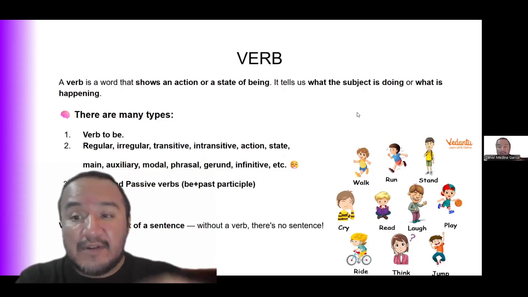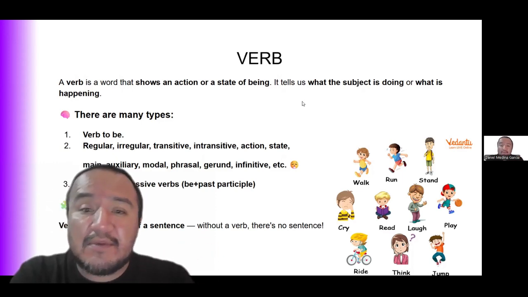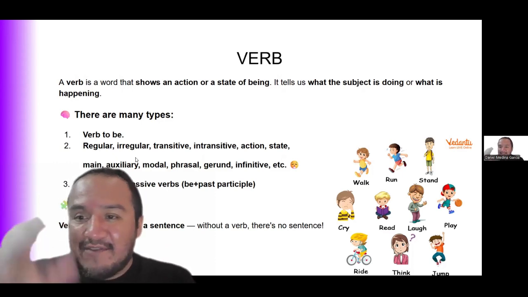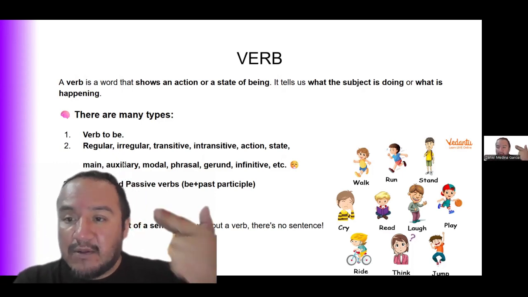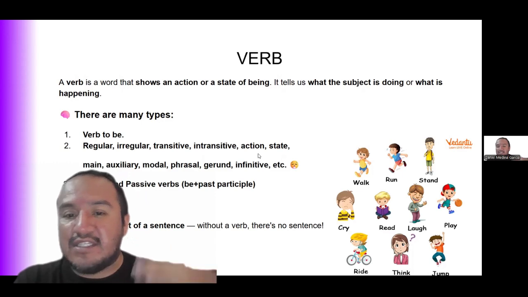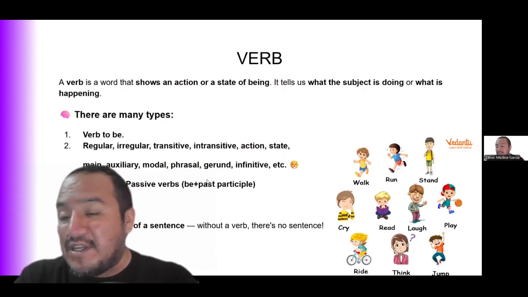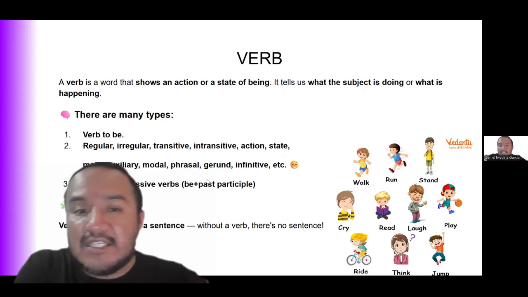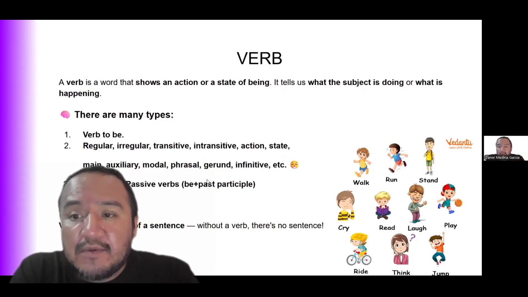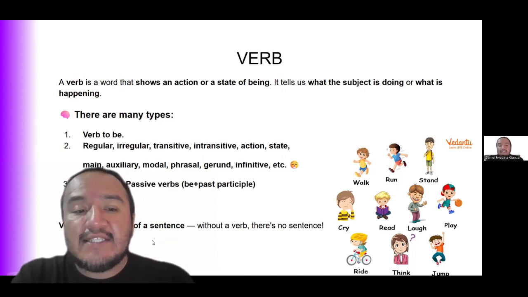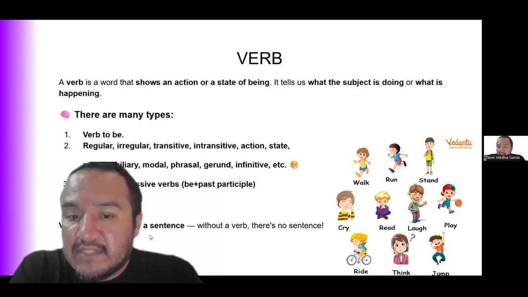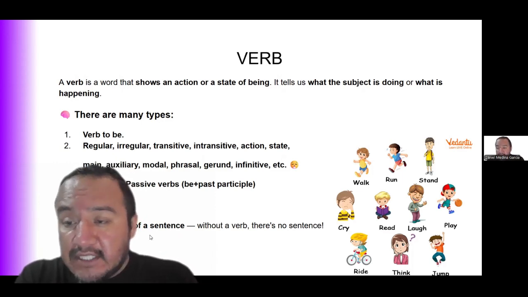Then we're going to have some other categories which differ from the verb to be. And we talk about an infinite number of categories. We talk about regular, irregular, transitive, intransitive, action, stative, main, auxiliary, modal, phrasal, gerund, infinitive, etc. The thing that we have to focus on here is the essence of the verb. And what is the essence of the verb? What it says here in short: verbs are the heart of a sentence. Without a verb, there's no sentence.